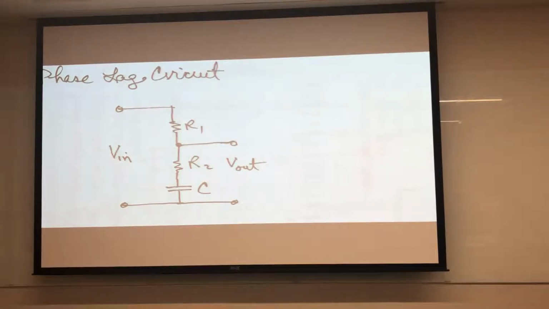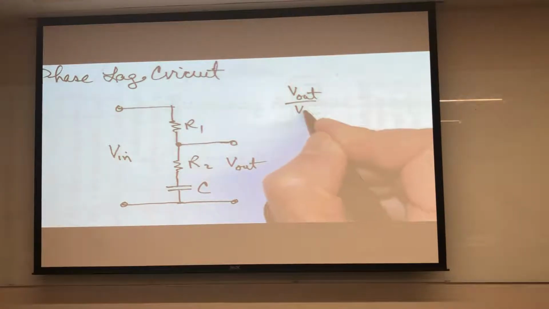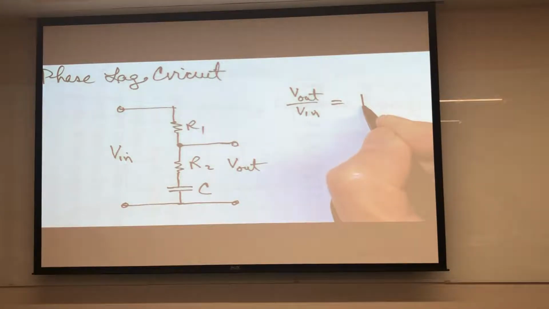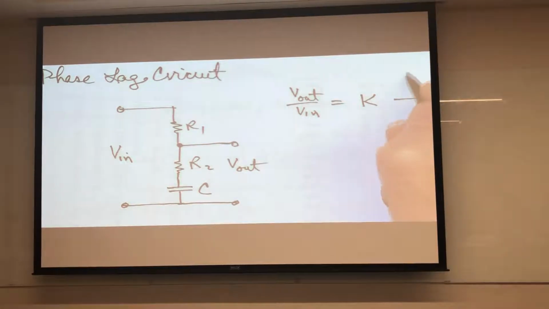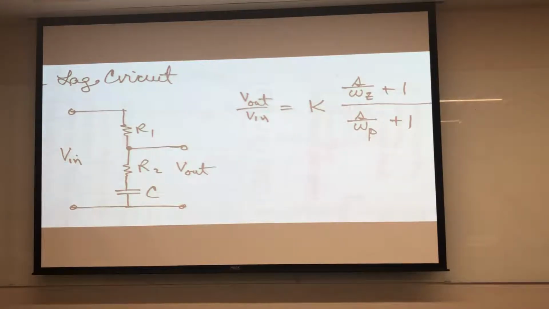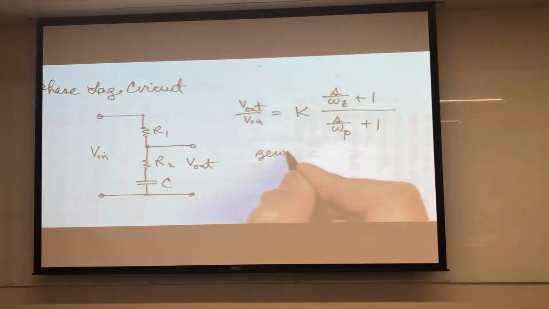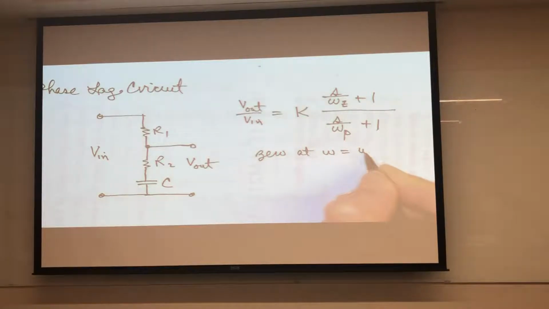All right, so this is a capacitor. Its transfer function is of this form, V out over V in. I can write it this way. It's going to be K, and then here it has a 0, S over omega Z plus 1, and it has a pole, S over omega P plus 1. Okay, so this is the lag circuit, phase lag circuit. It has a 0 at omega equal to omega Z. It has a pole at omega equal to omega P.